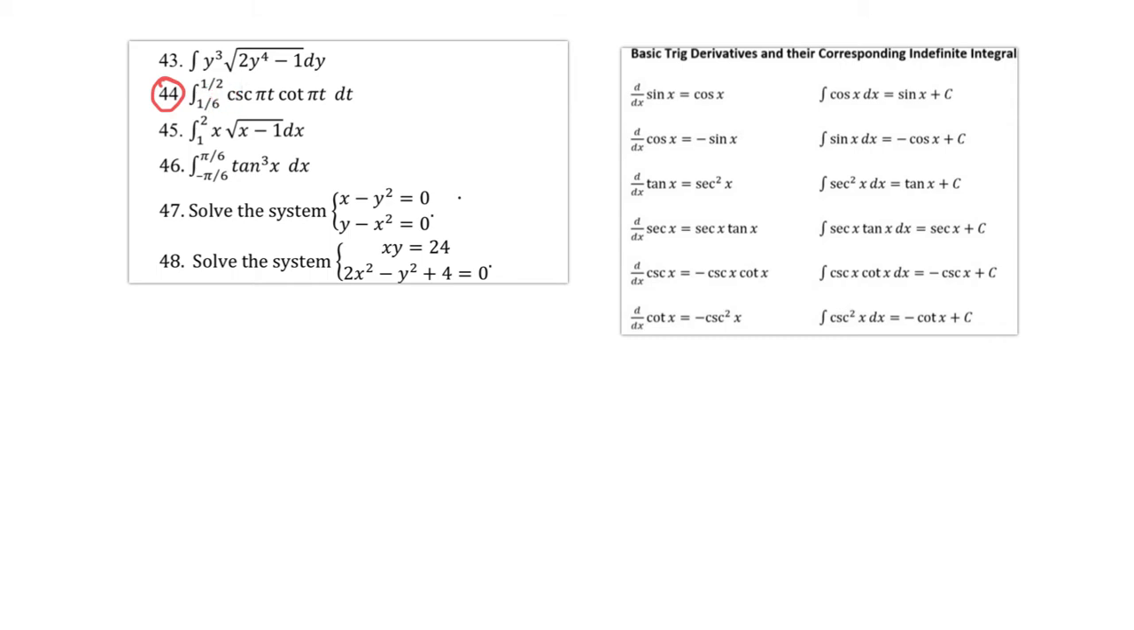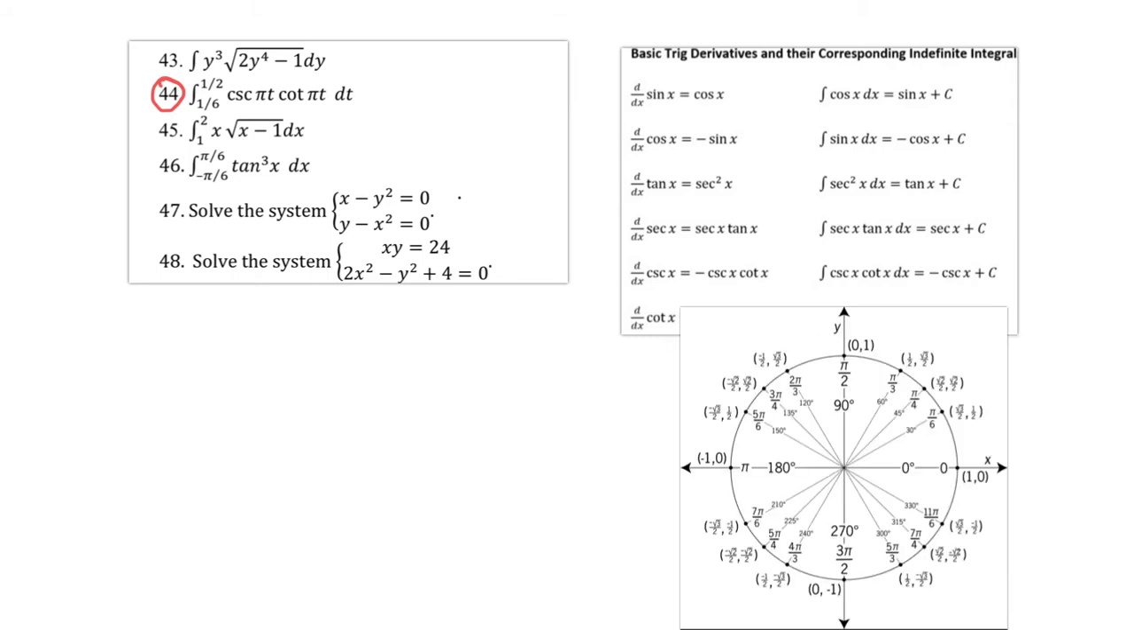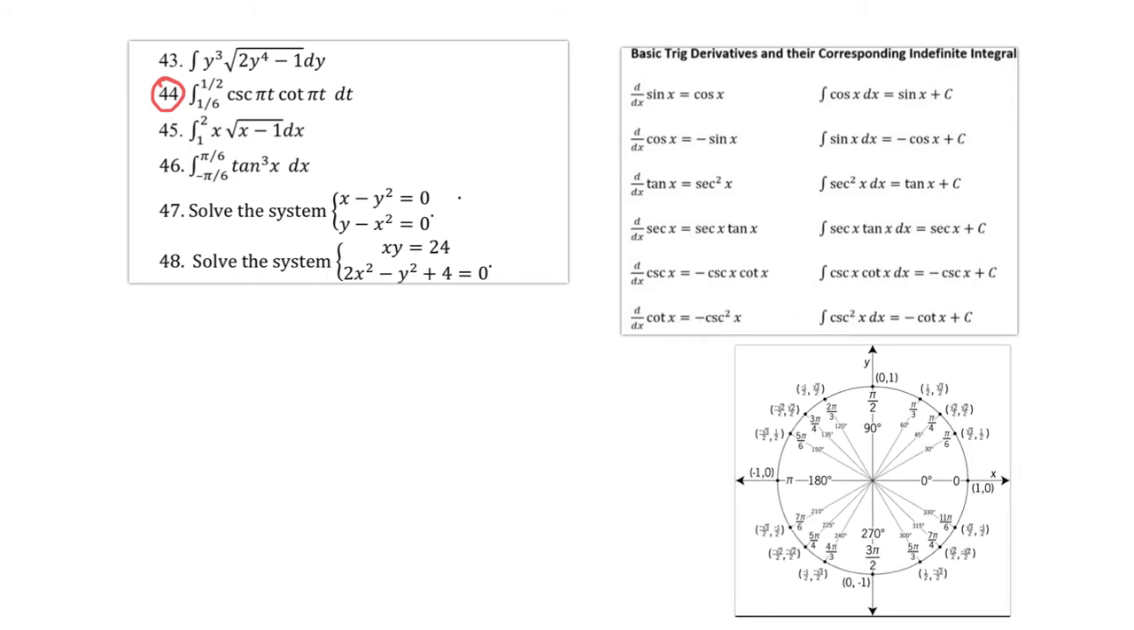Okay, so this is kind of interesting. We have the integral from 1/6 to 1/2 of cosecant of pi times t, cotangent of pi times t. Well, the good news is we already have this right here, so we know that the integral of cosecant x times cotangent x is equal to this. So this stands out as a strong possibility of something we could do. I also can kind of foresee that we will probably need the unit circle at some point. So we're going to just keep that there for now.